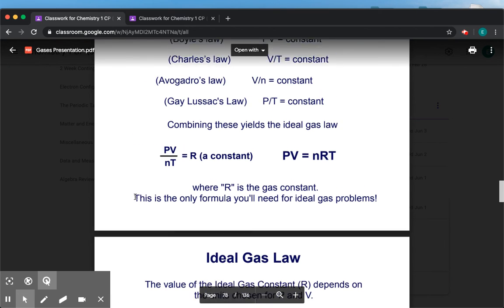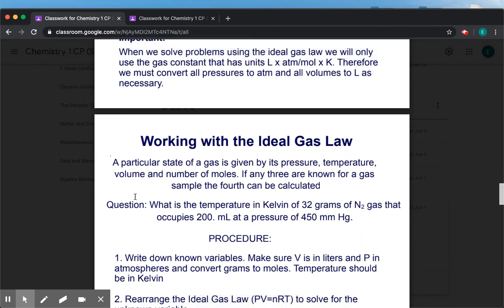Now, what do you use the ideal gas law for? Again, you use it to make predictions. You use it to figure out what is going to be the condition of my gas after the reaction takes place. Why is that important? Let's say we have a metal container. The metal container can only hold so much pressure.